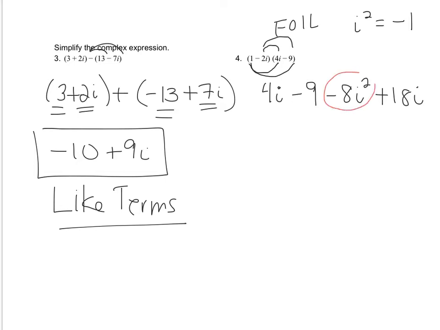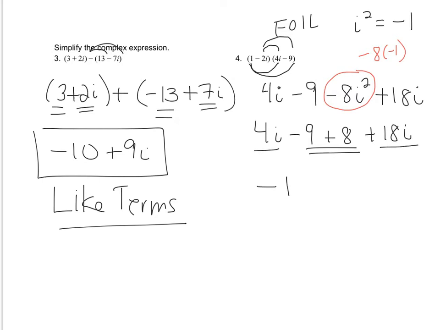So this guy right here is going to become negative 8 times negative 1, because remember, an i squared is a negative 1. So I can rewrite this as 4i minus 9 plus 8 plus 18i. And then just combine like terms. So my numeric part, negative 9 plus 8 is negative 1. My i part is 4i plus 18i, which is plus 22i.